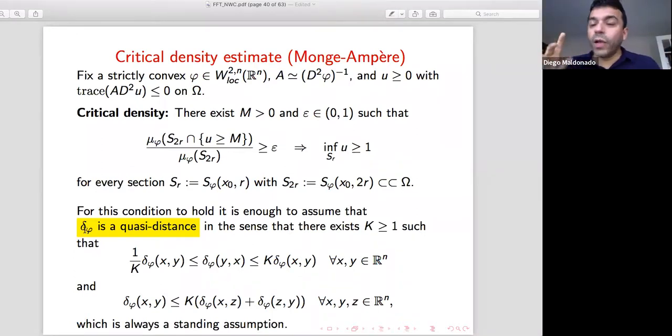this distance, right, is a quasi-distance, meaning that it's quasi-symmetric, right? And it has a k quasi-triangle inequality. All right, so that's a quasi-distance, and this is the natural assumption. That's always a standing assumption. That's the bare minimum of assumption that we may have on this delta, so you can have a quasi-metric space and start doing some analysis, right? So we can think that this critical density thing is for free, essentially. Right? It comes with the space.